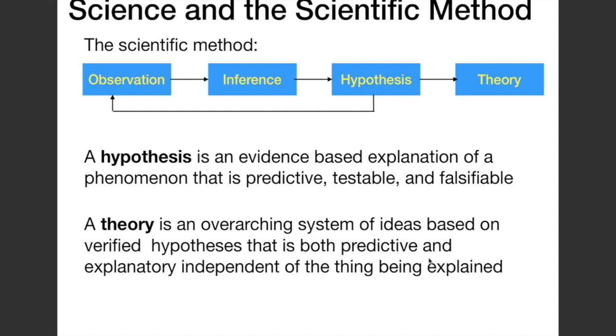A theory is an overarching system of ideas that's based on a very well supported, verified hypothesis. A theory is predictive and it's explanatory. Furthermore, it's explanatory independent of the specific observation being made. Because a theory is an overarching idea, one can derive hypotheses from theories, one can predict observations from the theory. So a theory can be thought of as a super hypothesis.